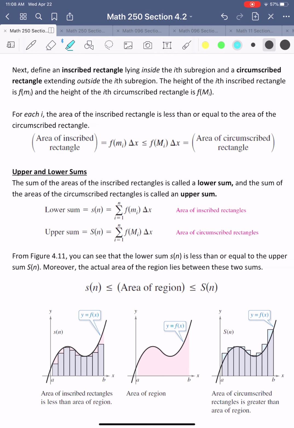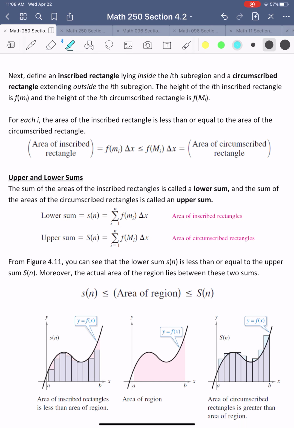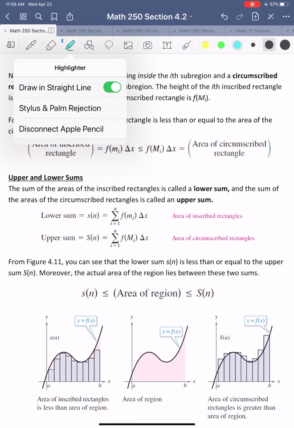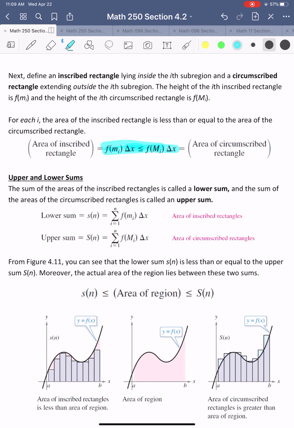Next, define the inscribed rectangle lying inside the ith subregion, and the circumscribed rectangle extending outside the ith subregion. The height of the ith inscribed rectangle is f of m sub i, and the height of the ith circumscribed rectangle is f of capital M sub i. So for each i, the area of the inscribed rectangle is less than or equal to the area of the circumscribed rectangle.